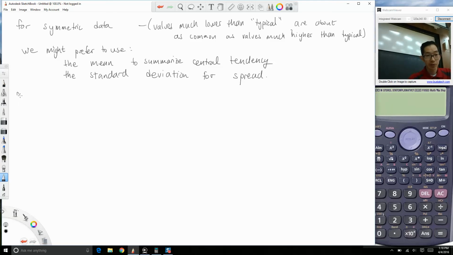And then for skewed data, what does it mean to be skewed? Skewed means you might have extreme values in one direction, but not in the other direction, right? So with skewed data, you might have values that are much higher than average or typical, but you're not going to have values much lower than average. Or flip side, if you have left skewed, you've got values that are much lower than typical, but no values that are that much higher than typical. Okay, so that's what it means to have skewed data. This is outliers or extreme values on one side, but not the other.